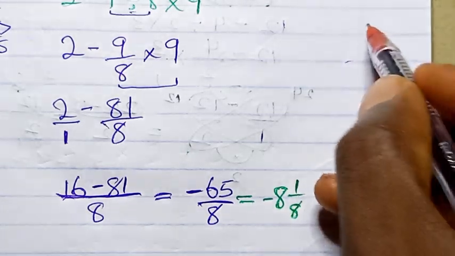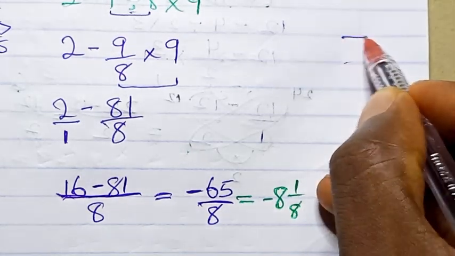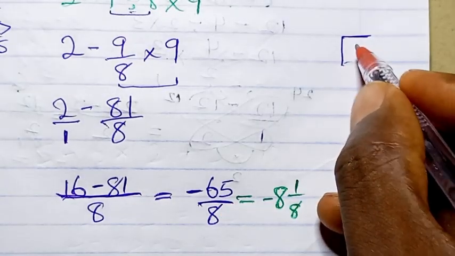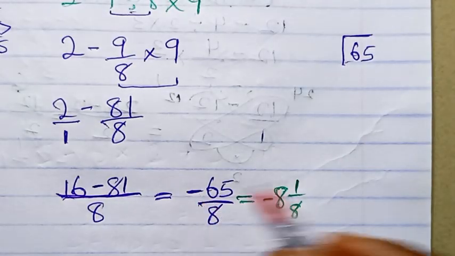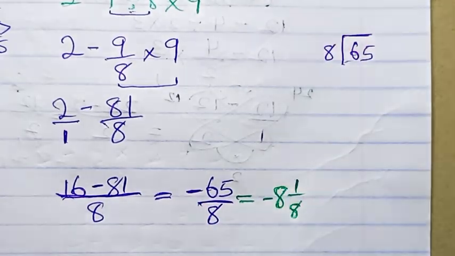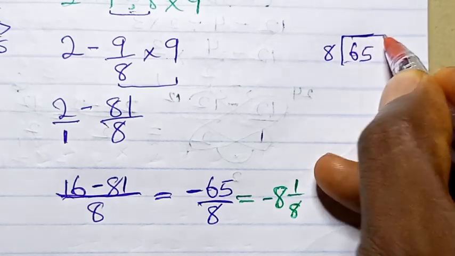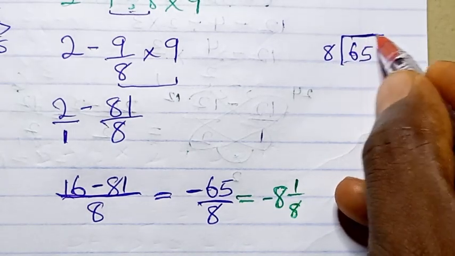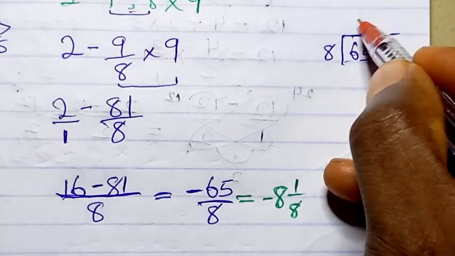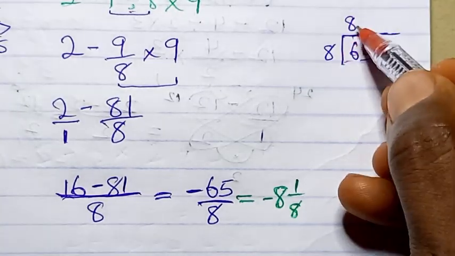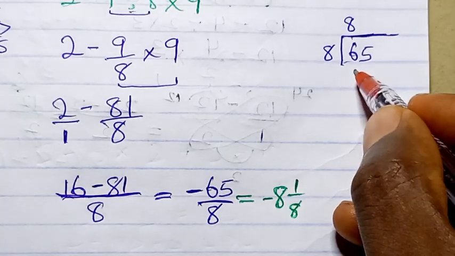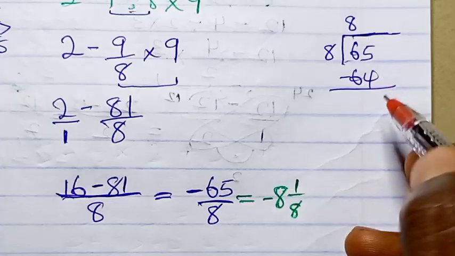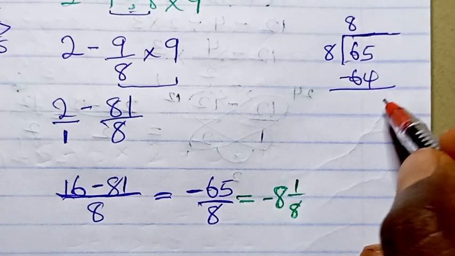So let's draw our division line like this. So we are bringing our 65. First of all, just ignore the negative sign first. Let's divide. So if we use our long division like this, 8 will go into this 65. How many times? It will go 8 times. So put your 8 here. And let's multiply. 8 times 8 is going to give us 64. So when we subtract, 65 minus 64 is going to give us 1.